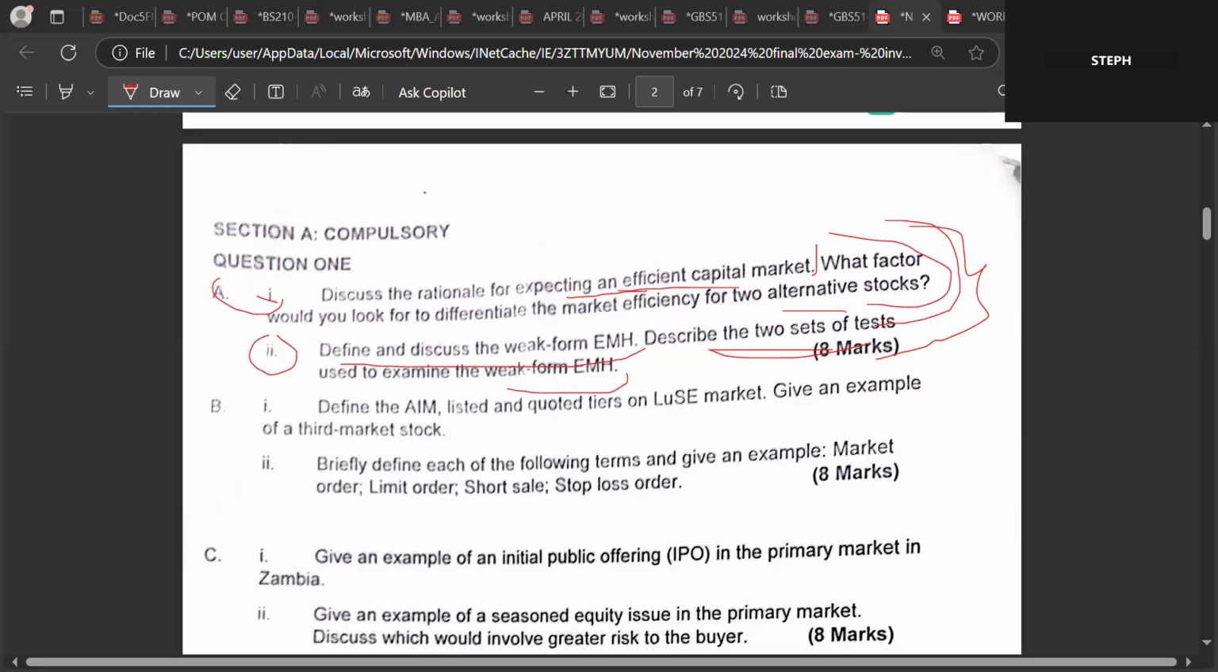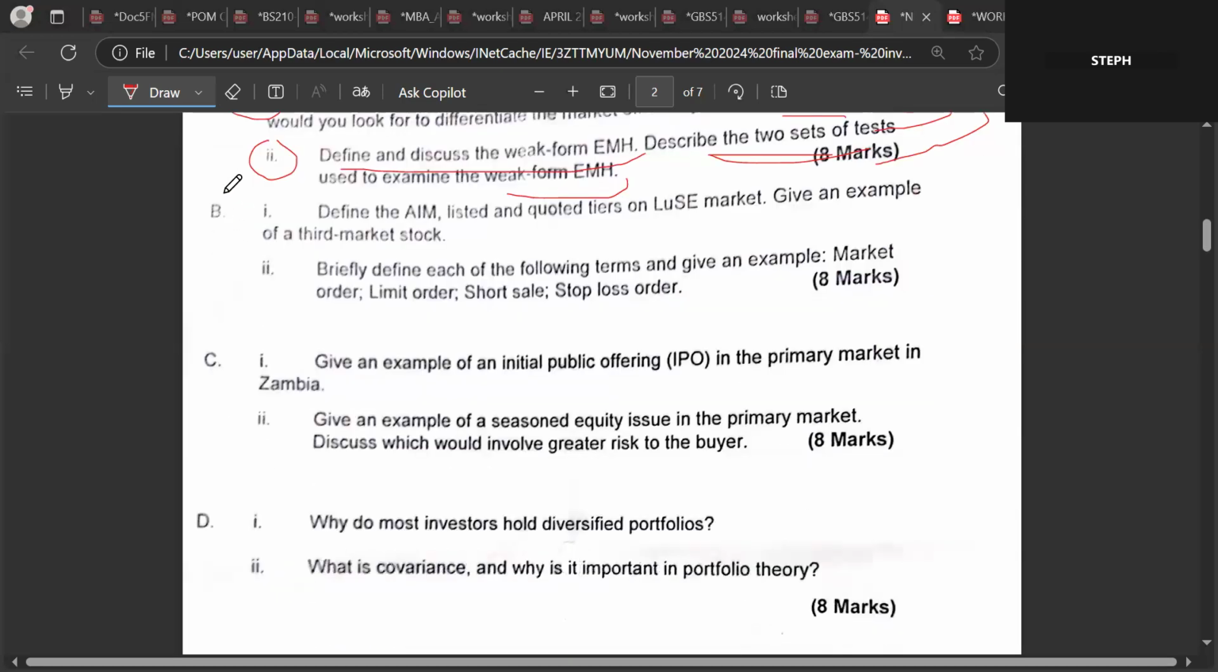Now, we've tackled that element, right? So let's look at the next part of our question. Part B says define the AIM and quoted tiers on the Lusaka market. Give an example of a third market stock.